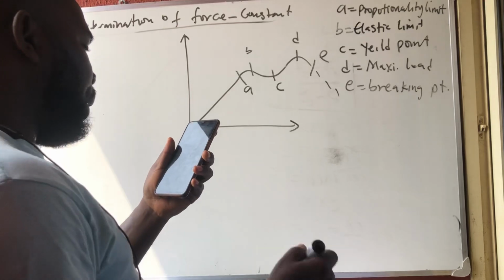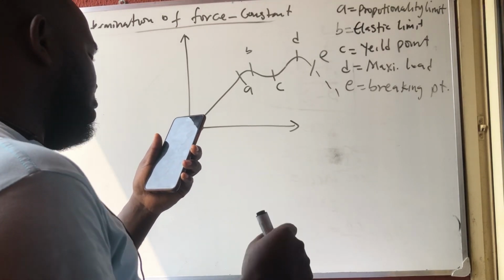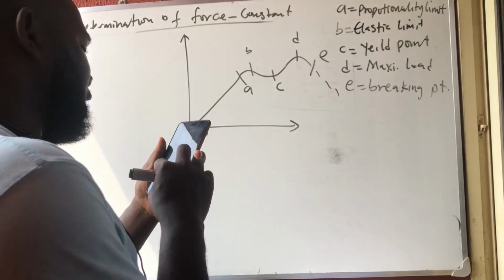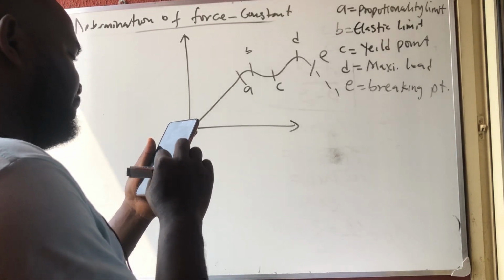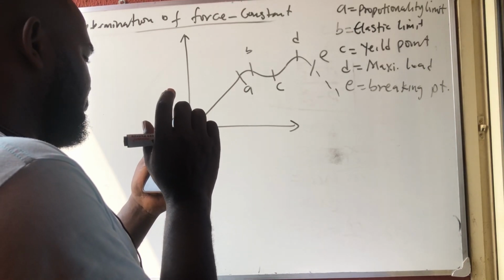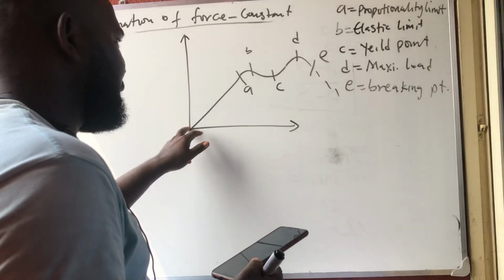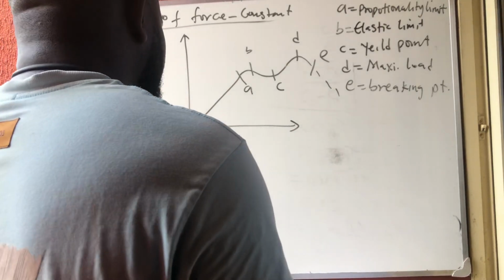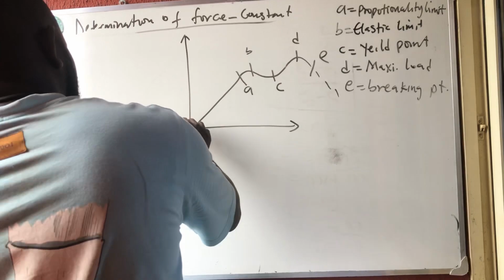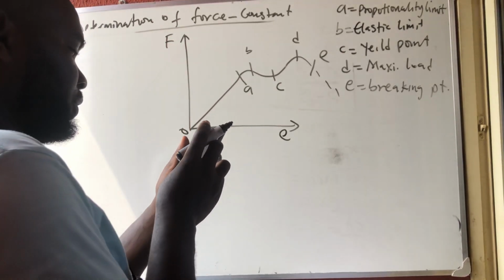The first one, proportionality limit. It is the point at which the applied force or load is directly proportional to the extension produced. At this point the graph is perfectly a straight line. This is the origin, force, and the extension.